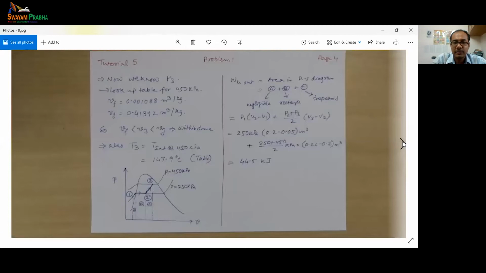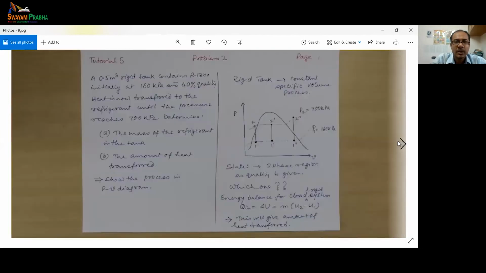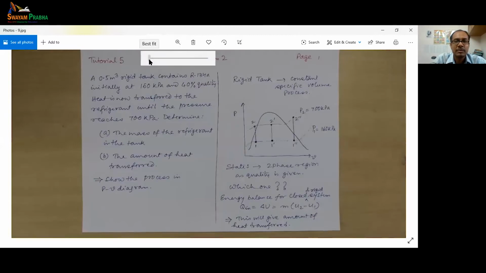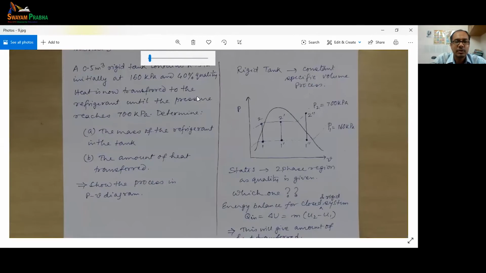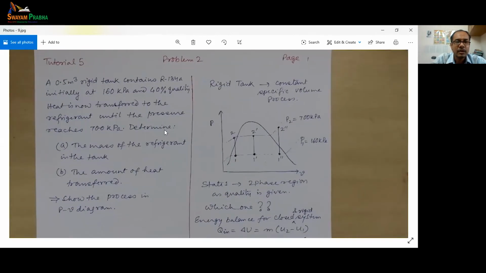I think it clarified your property table concept much more clearly, and we have applied it into a closed system. Now let's look at the second problem. Second problem is again more of a conceptual problem. Okay, so that is on R134A. Now we are looking at a refrigerant system, I mean a closed system having the refrigerant inside it.